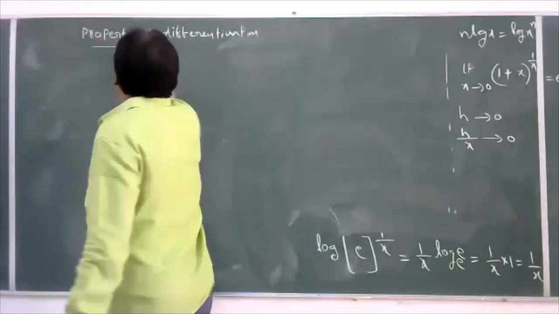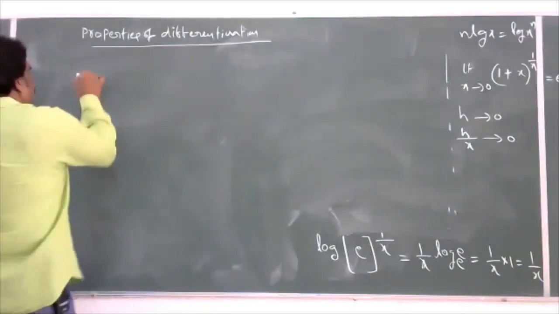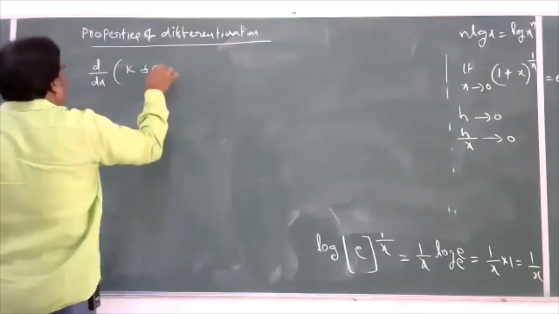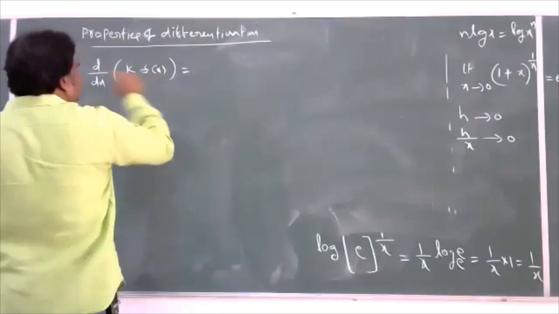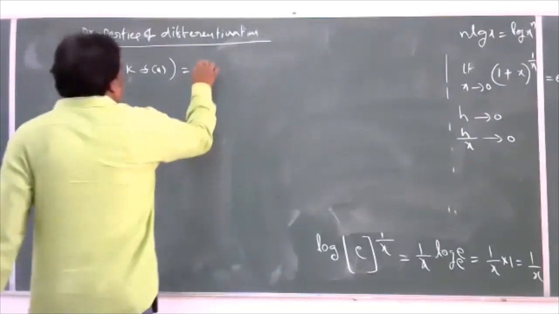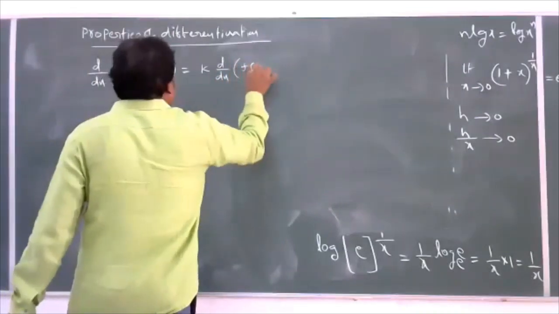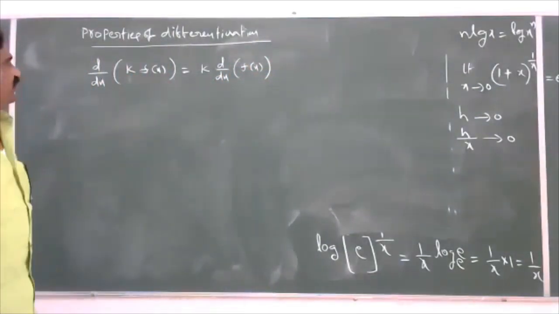Properties of differentiation. d by dx of k into f of x, where k is a constant and f of x is the function, is equal to k into d by dx of f of x.